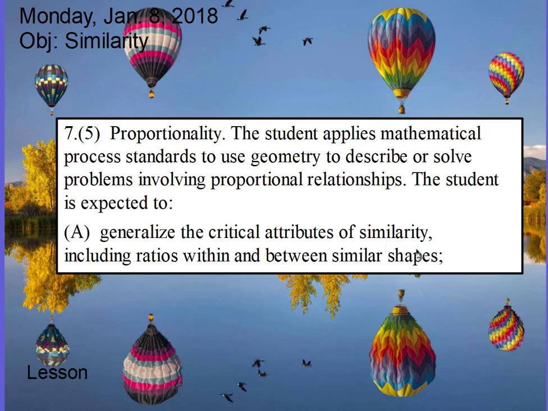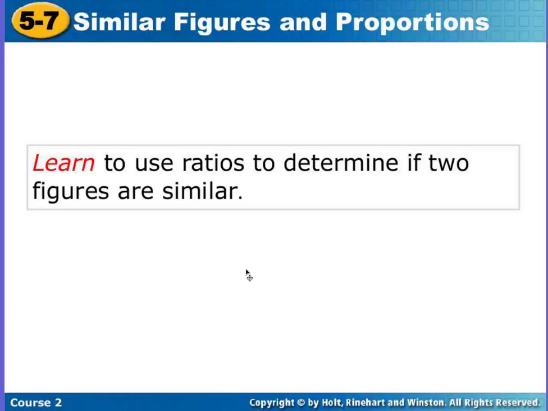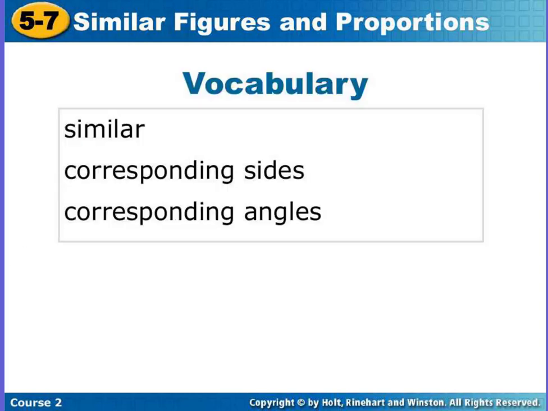So by the end of this lesson, you'll know the 4 conditions that figures need to meet in order for them to be similar. So in this lesson, we're going to learn to use ratios to determine if 2 figures are similar. And we're going to have some vocabulary that we're going to look at today. We're going to look at similar, corresponding sides, and corresponding angles. So let's start off by talking about similar.